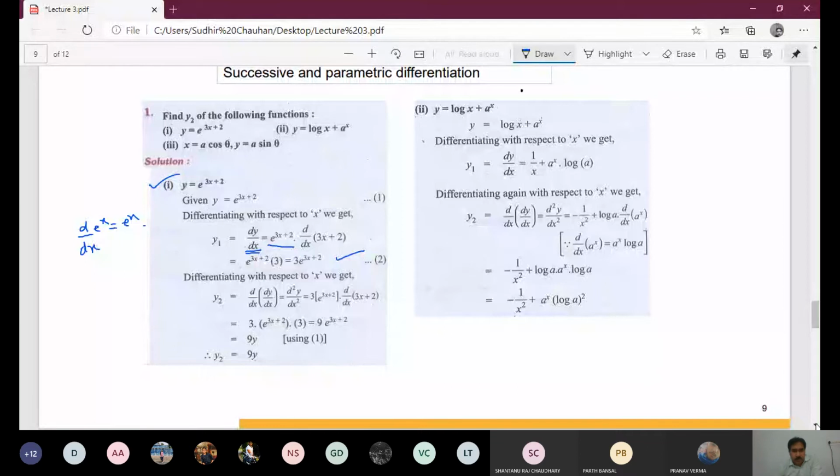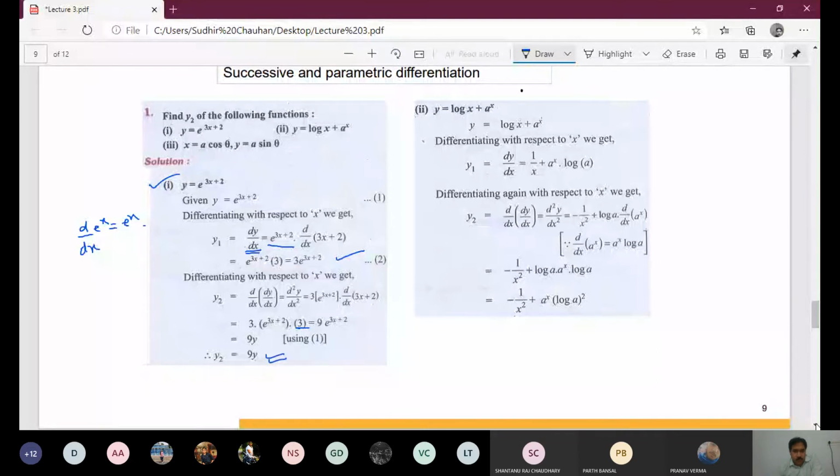So d2y over dx square is 3 into the differential of e raised to power 3x plus 2, that is e raised to power 3x plus 2 into the differential coefficient of 3x plus 2. So again we get 3. Now it is equal to 9 into e raised to power 3x plus 2. So y2 is equal to 9y.